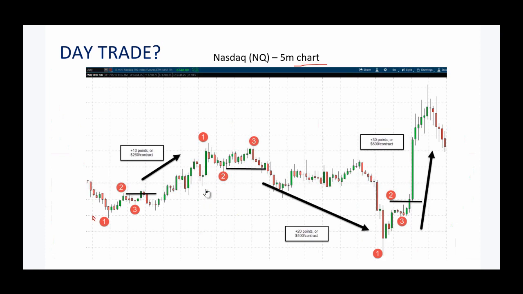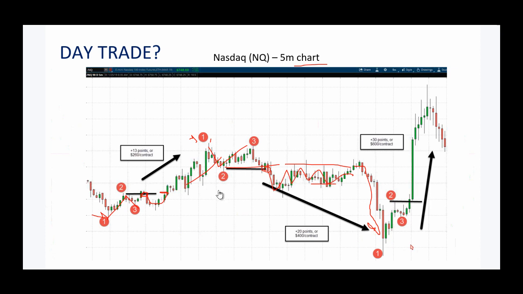On the 5-minute chart of the NASDAQ, we have a session low, 1, 2, 3. We break above slightly. We come back, hook back up, reach our 13-point profit objective. New session high. We start the count over. 1, 2, 3. Here we go. We break down below. We trade sideways. We might have to pop a little Tums. Finally break down, reach our 20-point profit objective.